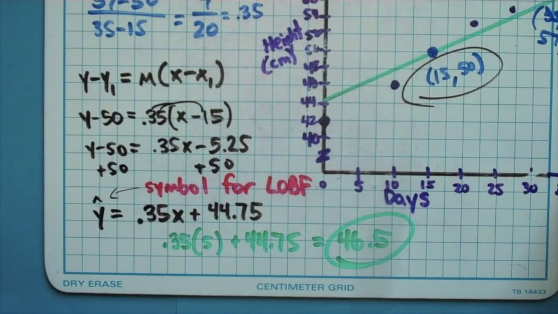So looking at the graph is one way of getting a prediction, but once you have the equation, you just throw in whatever number you want, you can plug it in, and you can get some answers. So it's actually a very helpful thing to have.